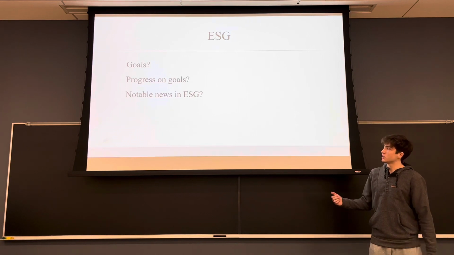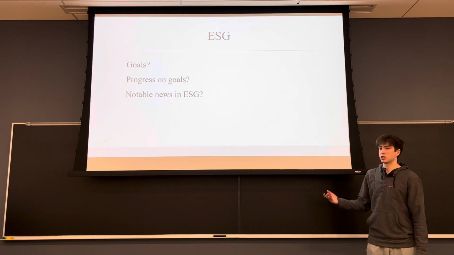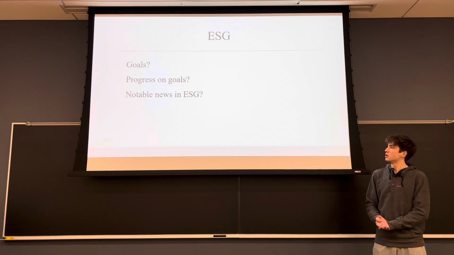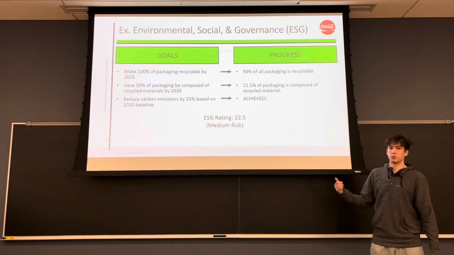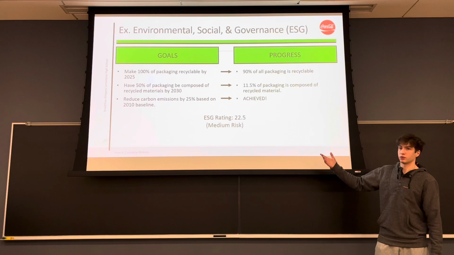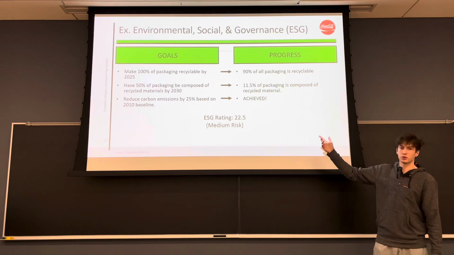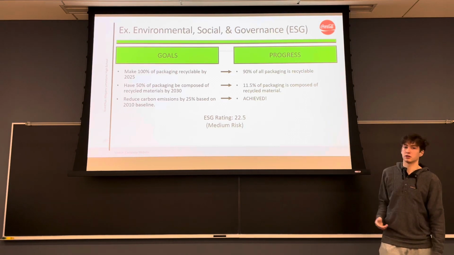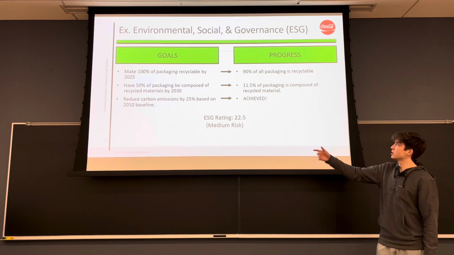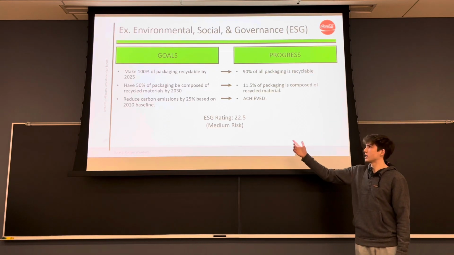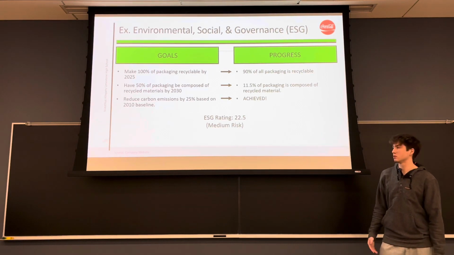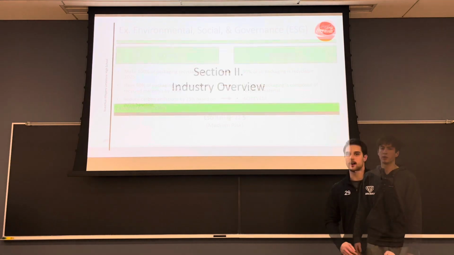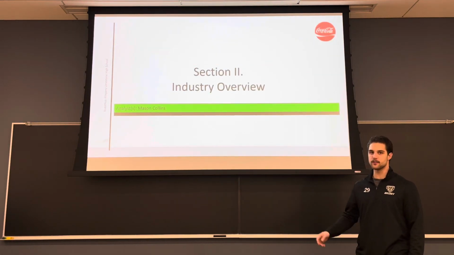And then ESG. You can say what their goals on ESG are, what their progress on those goals is, and notable news in ESG. Also, if you can find an ESG rating, that will show how risky the company is. Here is an example of ESG for Coca-Cola. We have the goals, the progress, and then the ESG rating, medium risk, which isn't great, isn't too bad.